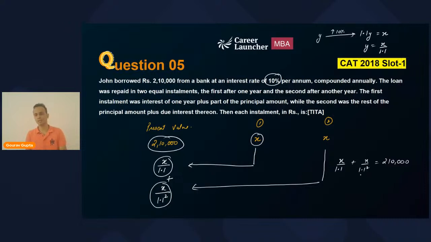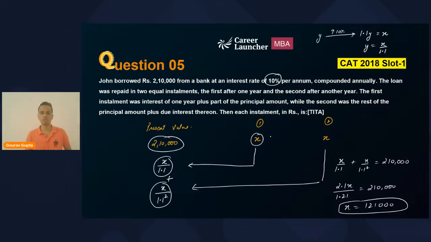So let's find the value of X. So 1.1 plus 1, 2.1x upon 1.21, I'm just taking LCM, is equal to 2,10,000. And then 2.1 and 2,10,000 will cancel. 1 lakh multiplied by 1.21, x is equal to 1,21,000. So the value of X will be 1,21,000. That is the value of each of the installments, which is the answer of question number 5. All right. So this is an easier way of handling the questions of equal installments.